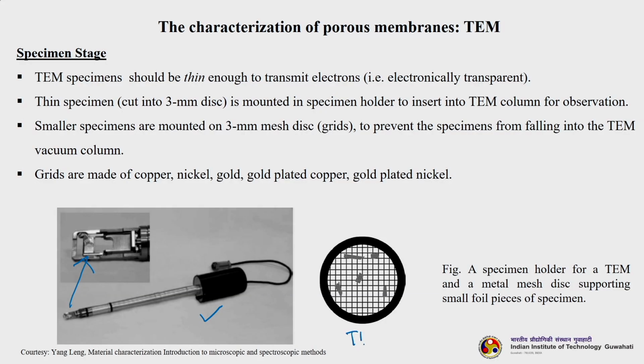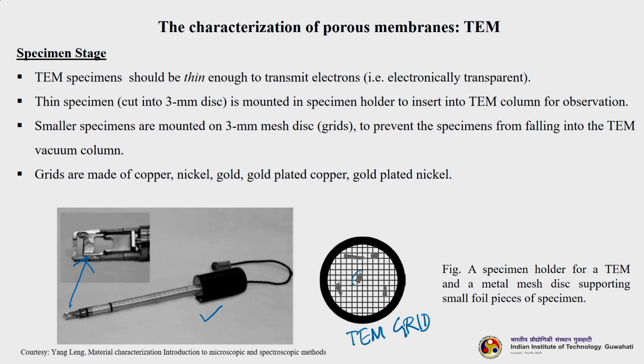So, there is something called a TEM grid. We call it a TEM grid. Smaller specimens are mounted on a 3 mm disc called a grid, usually made of copper. To prevent specimens from falling into the TEM vacuum column, because it is under vacuum, the specimen should not fall. So, you have to be very careful.